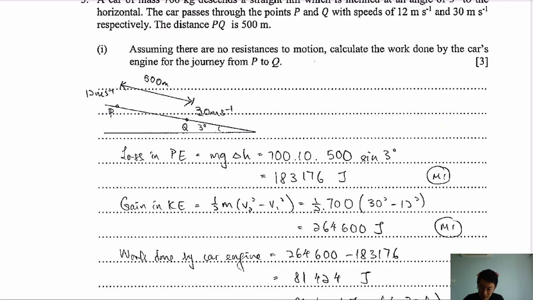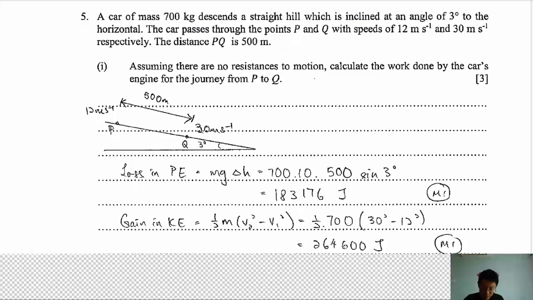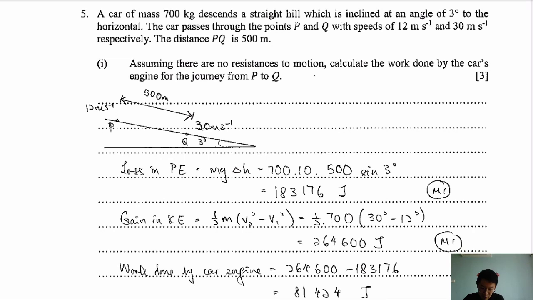Okay, so we will look at the next question, which is question 5. A car of mass 700 kg descends a straight hill, which is inclined at an angle of 3 degree to the horizontal. The car will pass through P and Q with different speeds given. They also tell us that the distance of PQ is 500 meter. Assume there is no resistance to the motion. Calculate the work done by the car engine from P to Q.